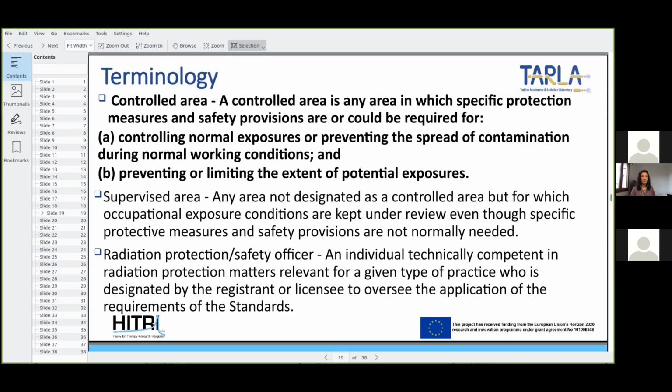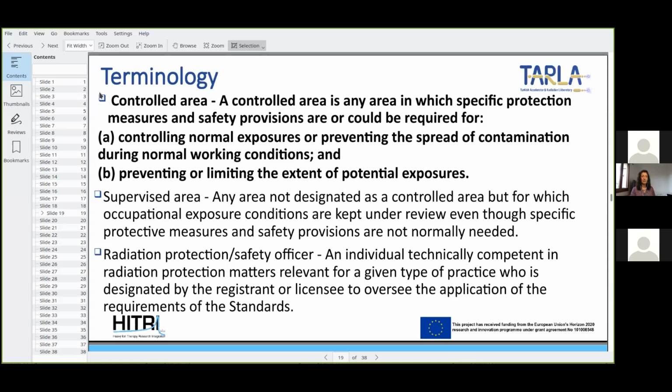Some words about terminology that we'll use. So controlled area, supervised area. The controlled area is where you're focused. This is the region where you're actually doing specific protection. You want to control exposure as well as prevent spread of contamination under normal working conditions. Contamination is, for example, if you have any kind of dust, which may become activated, and now people are working on that dust and spread it around, or if you have a spill in terms of liquid, and again, this exits your controlled area. The ultimate goal is then to prevent or limit the extent of potential exposures.